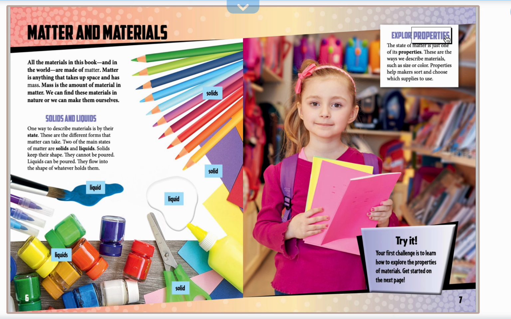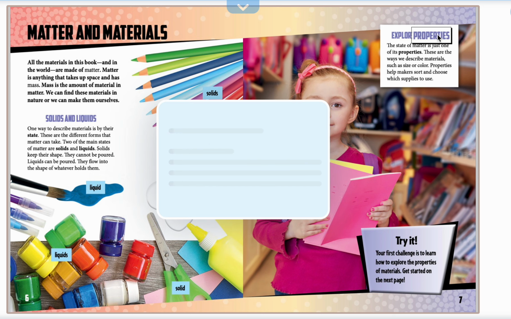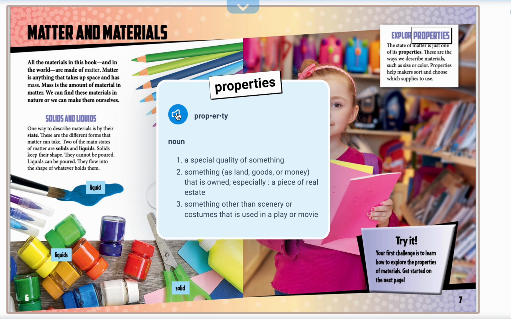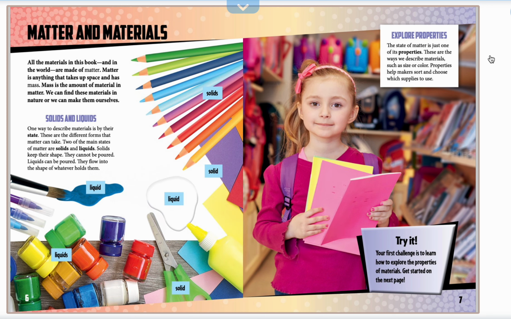Up here, we're going to talk about the properties. The properties are the special qualities that something holds. The state of matter is just one of its properties. These are the ways we can describe materials, such as size or color. Properties help makers sort and choose which supplies to use.